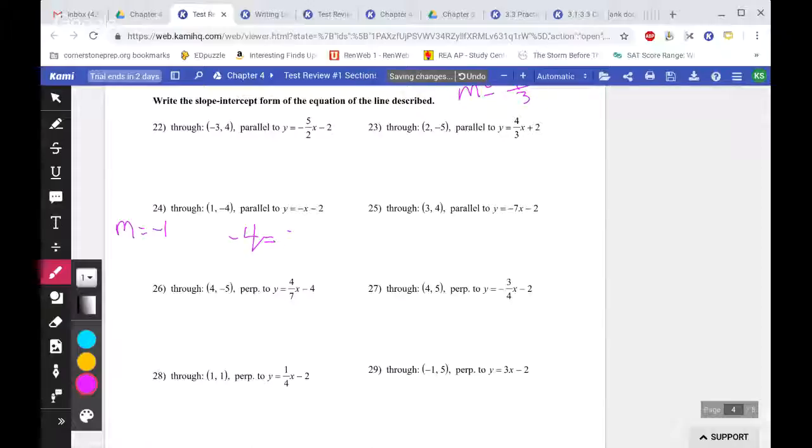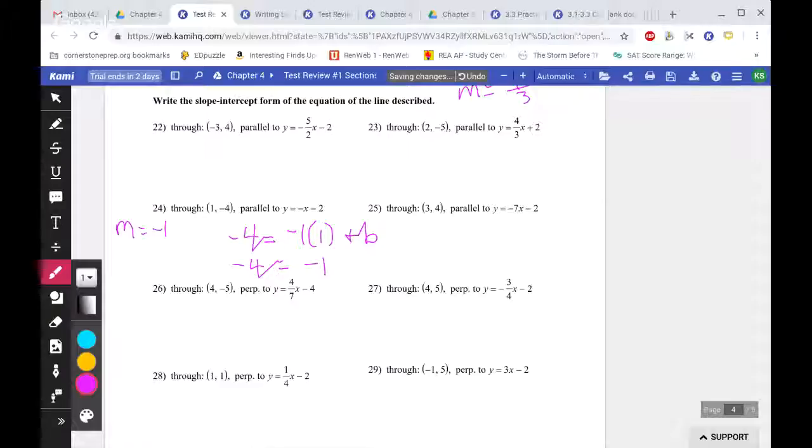Why is my screen doing crazy things to me? I'm sorry, guys. Plus B. Look at that. It has a delay on it, so I can't tell what I'm writing.